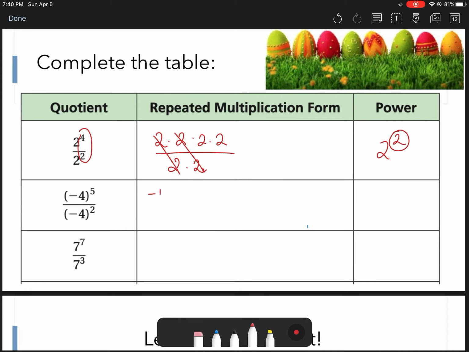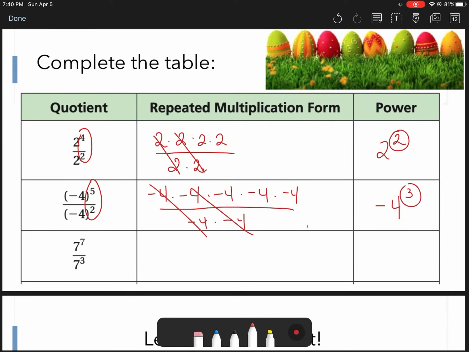Next one here, we have -4 times -4 times -4 times -4 times -4 over -4 times -4. We can simplify that. We get -4 to the 3rd power. Again, notice a relationship between the exponents.